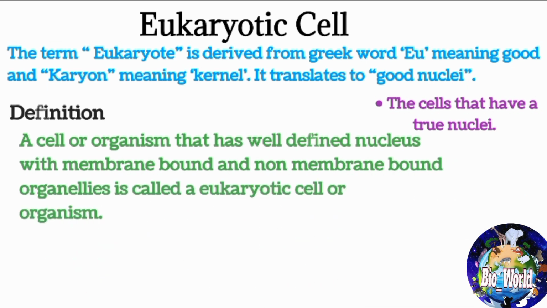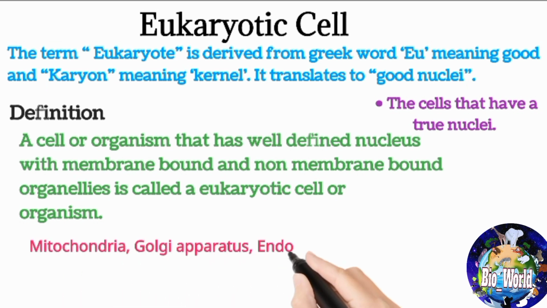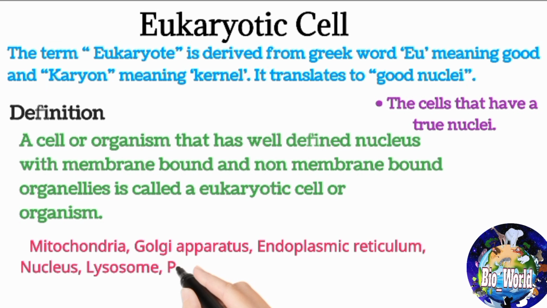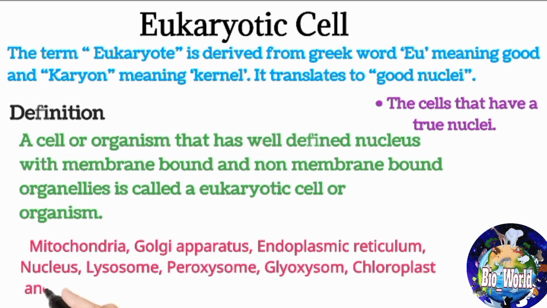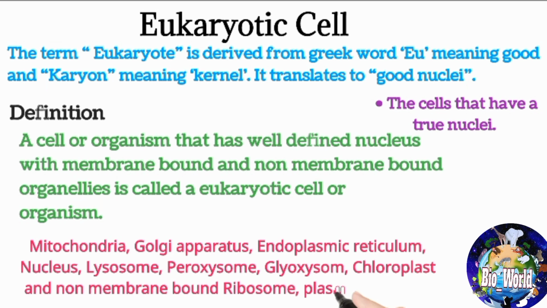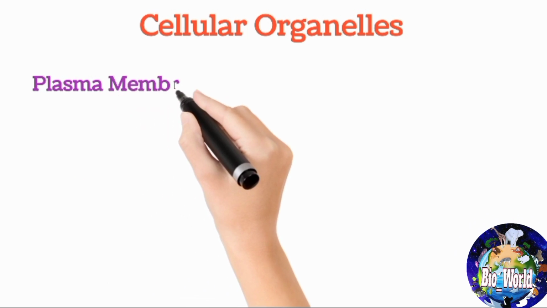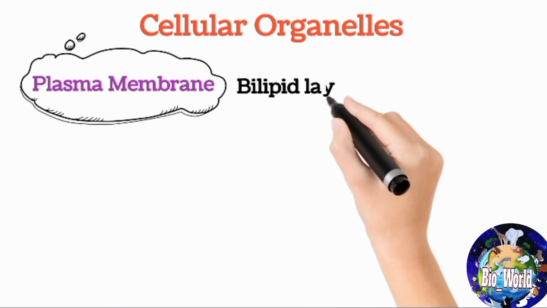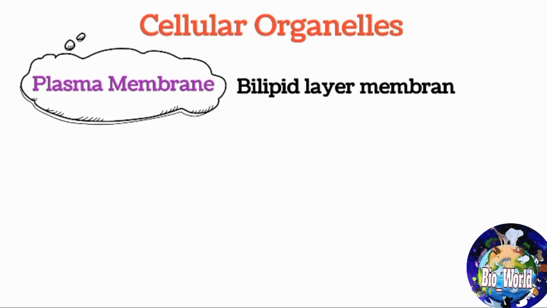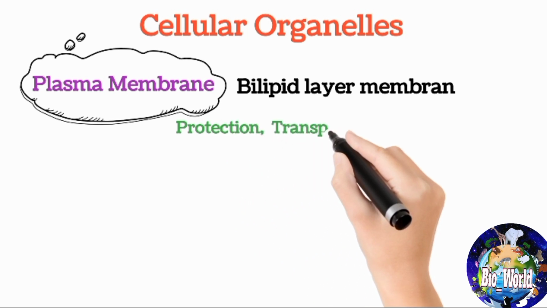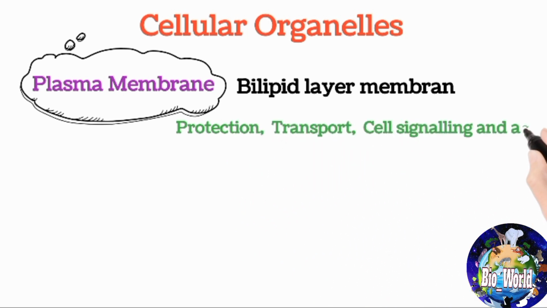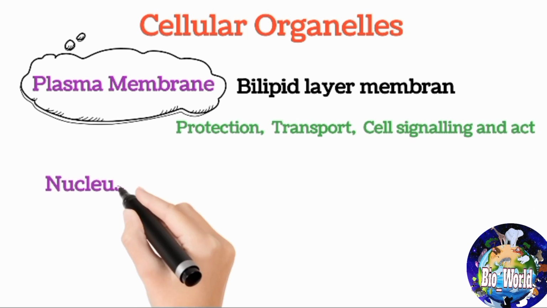Cellular organelles include mitochondria, Golgi apparatus, endoplasmic reticulum, nucleus, lysosome, peroxisome, glyoxysome, chloroplast and non-membrane-bound ribosome, plasma membrane. Cellular organelles. A common eukaryotic cell contains the following organelles, such as plasma membrane. It is an outermost bilipid layer that surrounds the cell and cellular organelles. Plasma membrane plays a role in a variety of functions such as protection of the cell, transport of material in and outside the cell, cell signaling or communication and so on.